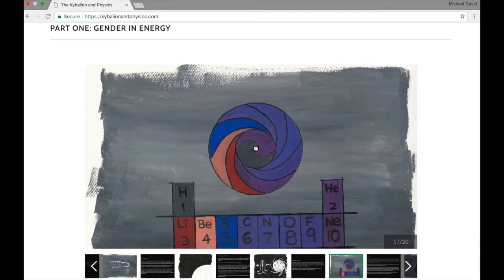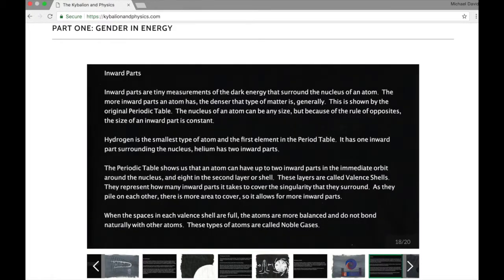So inward parts are tiny measurements of the dark energy that surround the nucleus of an atom. The more inward parts an atom has, the denser that type of matter is, generally. This is shown in the periodic table. The nucleus of an atom can be any size, but because of the rule of opposites, the size of an inward part is constant. Hydrogen is the smallest type of atom and the first element in the periodic table.